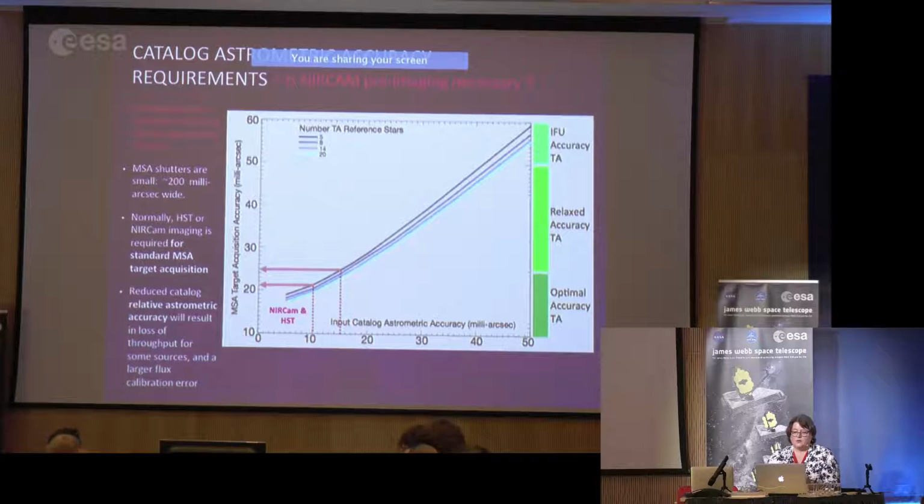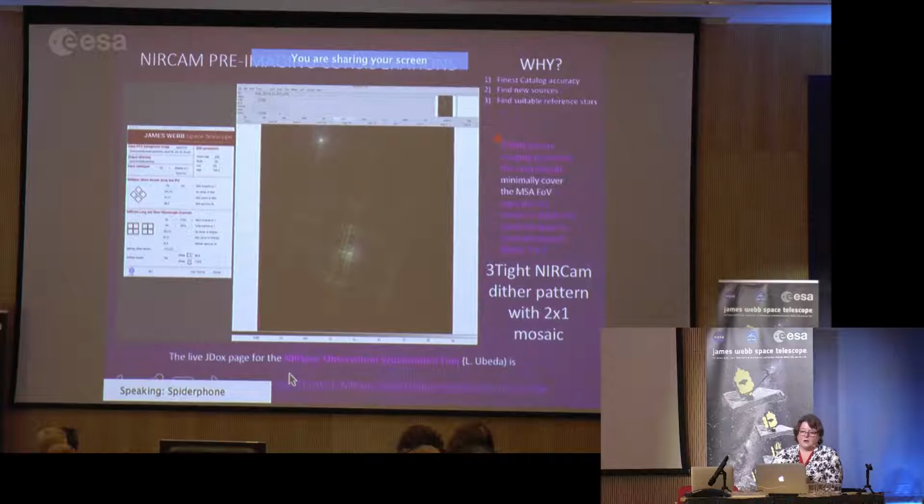So this is just a plot showing the delivered pointing accuracy on the left side axis here as a function of the catalog astrometric accuracy. And so the real point here is that to be in this optimal regime for TA accuracy, you have to be working with Nearcam or HST data, as I said before. Okay, I think that covers that slide.